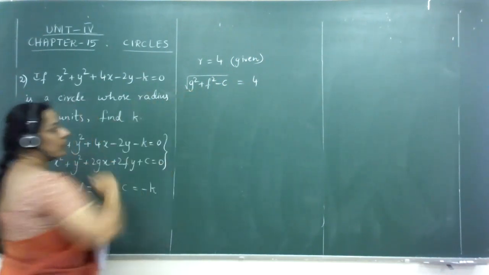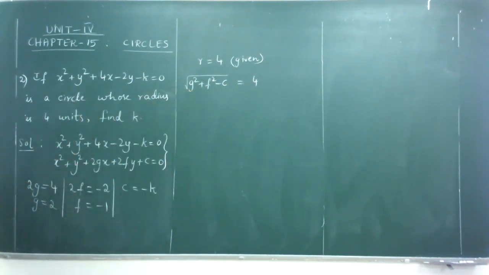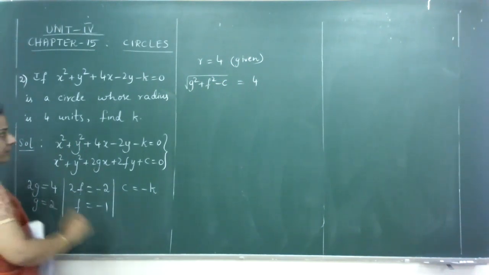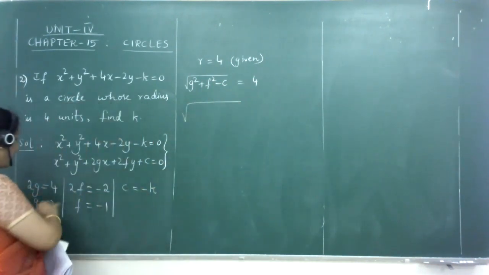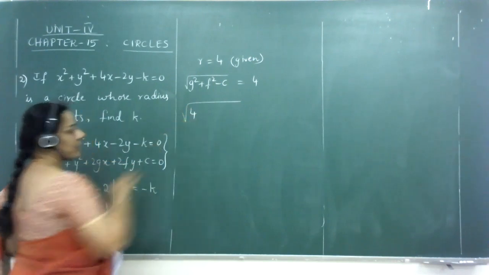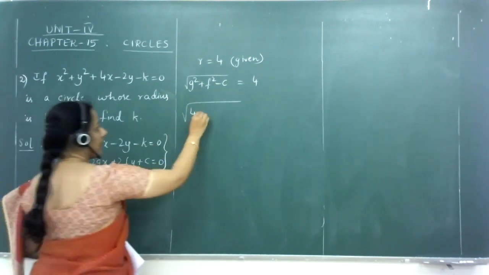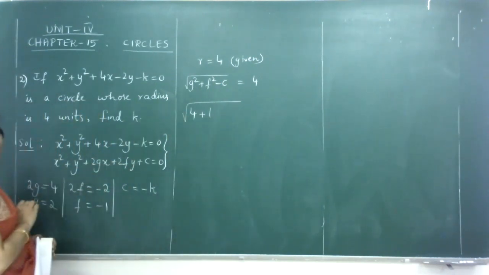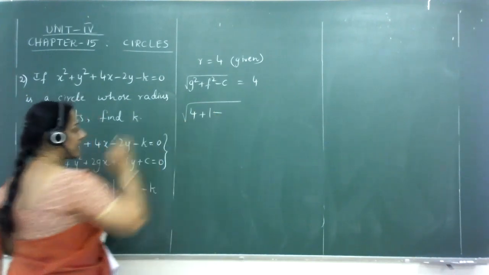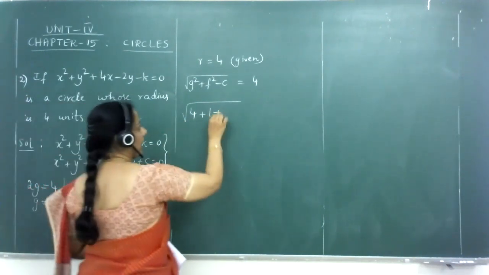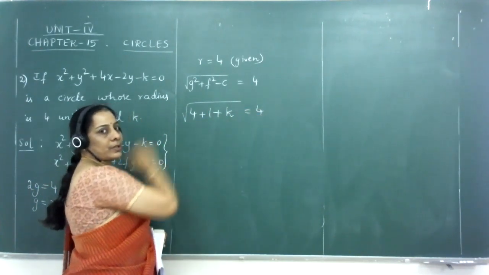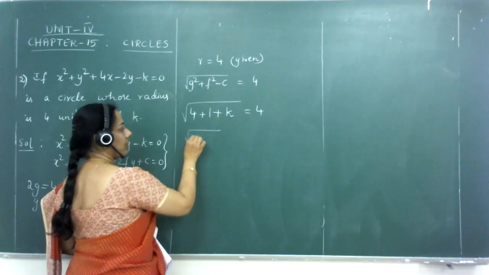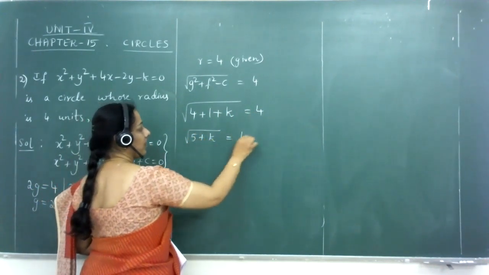Substitute all the known terms here in the LHS radicand. Place all the values. You have g equal to 2, f is equal to minus 1, c equal to minus k. So you have square root of g squared changes to 4. f squared will be minus 1 the whole squared. It changes to plus 1 minus c. Minus of minus k changes to plus k, which is equal to 4. You have to solve this equation, square root of 5 plus k, which will be 4.